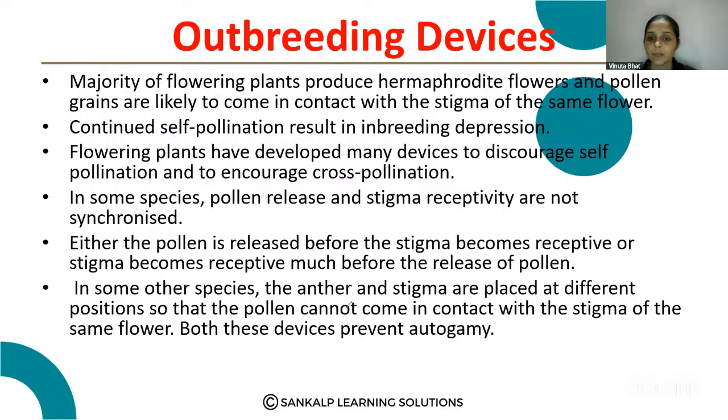Here the stigma and style are at different positions, so the anther cannot come in contact with the stigma of the same flower. Both of these devices prevent autogamy but not geitonogamy. So here autogamy is prevented, but geitonogamy is not prevented.